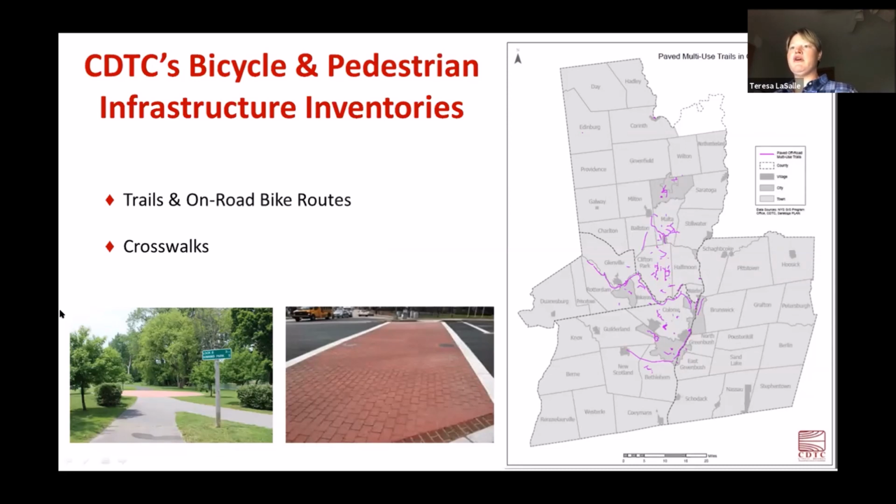And then the crosswalks. That inventory, you know, we started out in that pilot project with Saratoga.